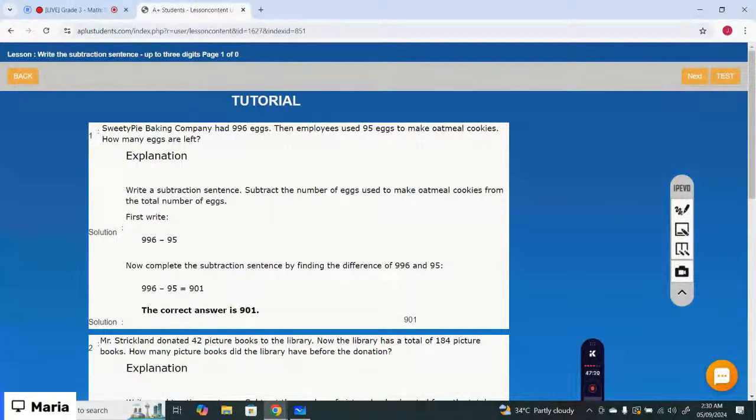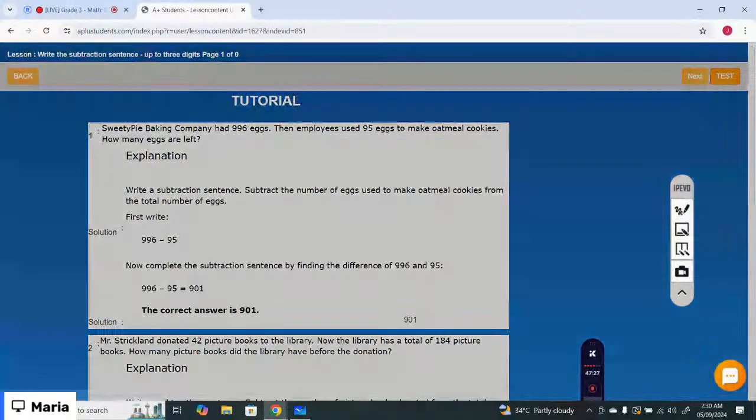Let's just start with the test questions, right? Let's see how we write the sentences.